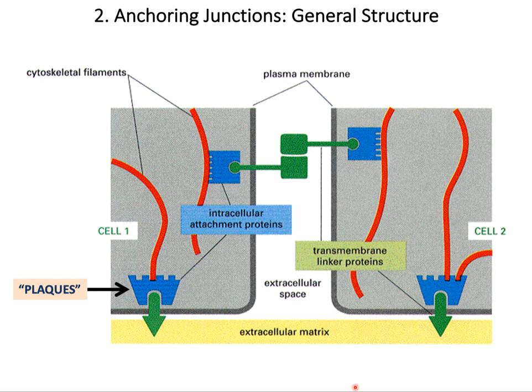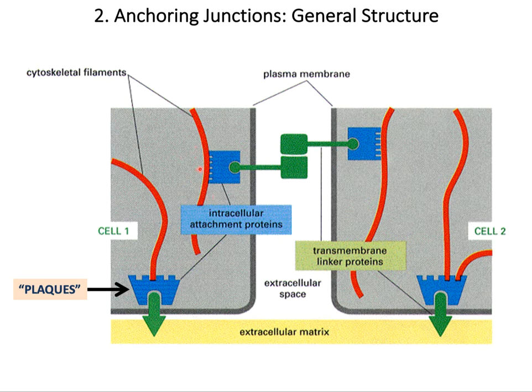What is interesting is that even though there are 4 different kinds of these anchoring junctions, they all have a very similar general structure, which is illustrated in this slide. In terms of the cell-to-cell anchoring junction, there is always some type of transmembrane linker protein, shown in green, which interacts with the transmembrane linker protein of the neighboring cell.